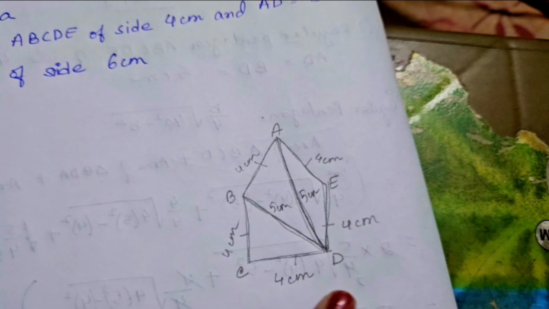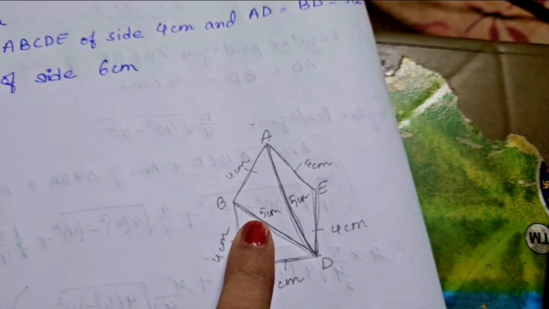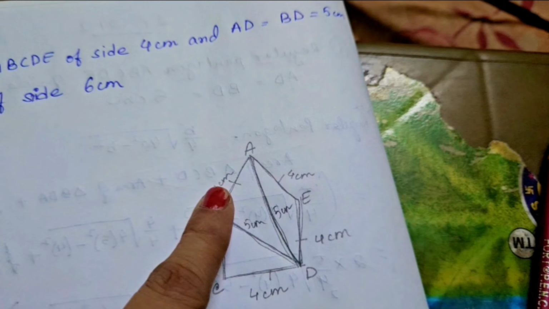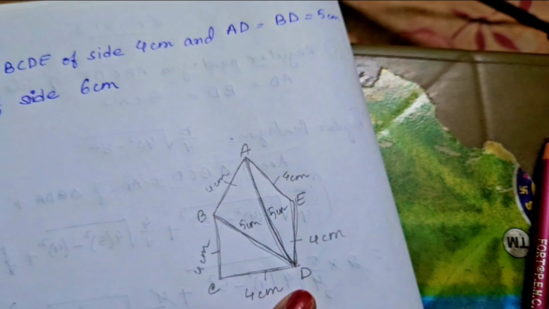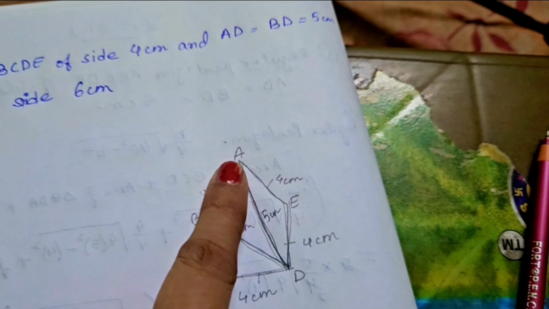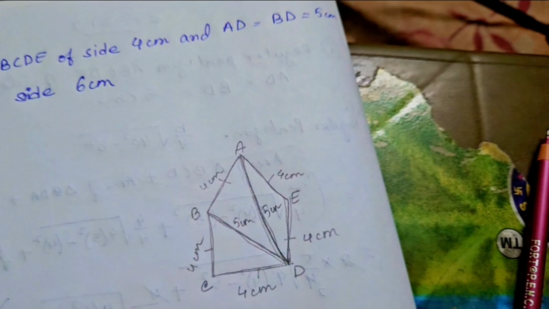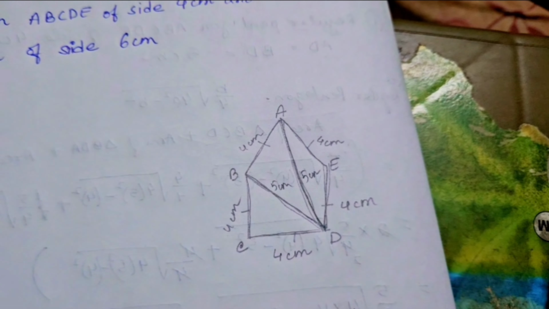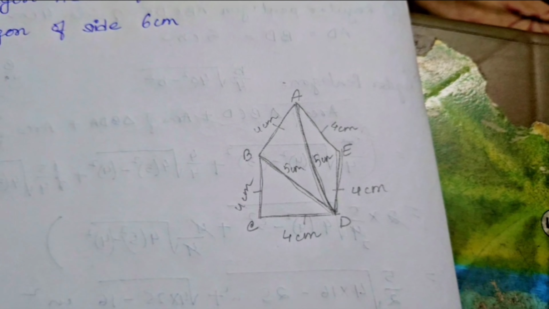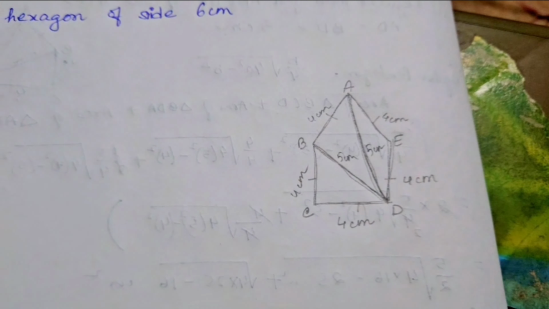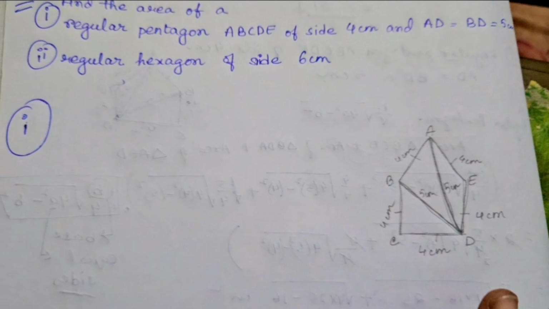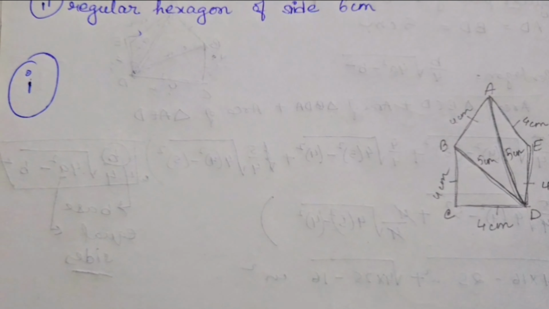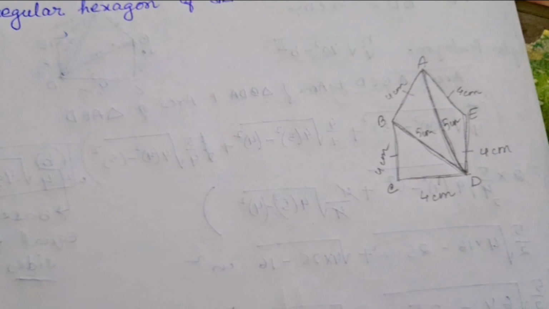In each of the triangles, we have 2 sides equal and 1 unequal side. In triangle BCD, 2 sides are 4 cm, 1 is 5 cm. In triangle BDA, 2 sides are 5 cm, 1 side is 4 cm. And in triangle AED, 2 sides are 4 cm, 1 side is 5 cm. A triangle having 2 sides equal is called an isosceles triangle. We can also find it using Heron's formula. First we have to find the semi-perimeter, but that is a bit longer.